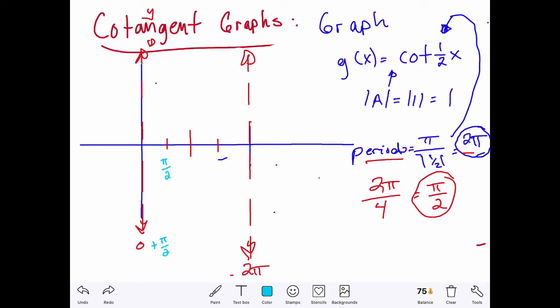And then, of course, I'm going to add pi halves again to that. Pi halves plus pi halves is pi. Plus another pi halves is, again, 3 pi halves. So we're, again, adding this much each time, right? Whatever our period length is divided in 4.